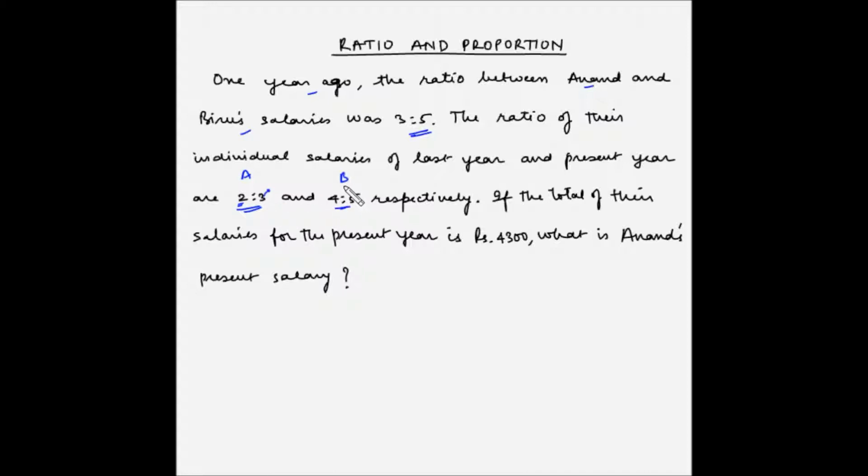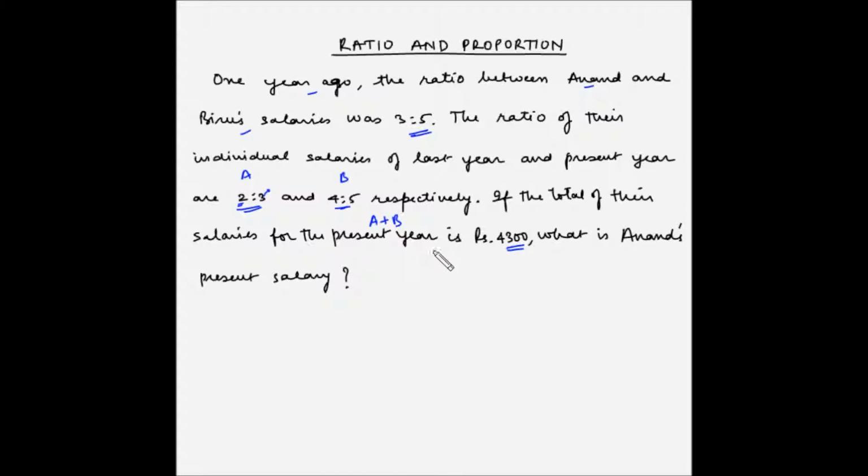Similarly, for Biru, if you took his last year's salary and this year's salary, add them up and split that into 9 equal parts, then 4 out of the 9 parts is his last year's salary, while 5 out of the 9 parts is his this year's salary. If the total of their salaries for the present year, so now basically this is saying the current year's salary for Anand and Biru, is rupees 4,300. What is Anand's present salary?